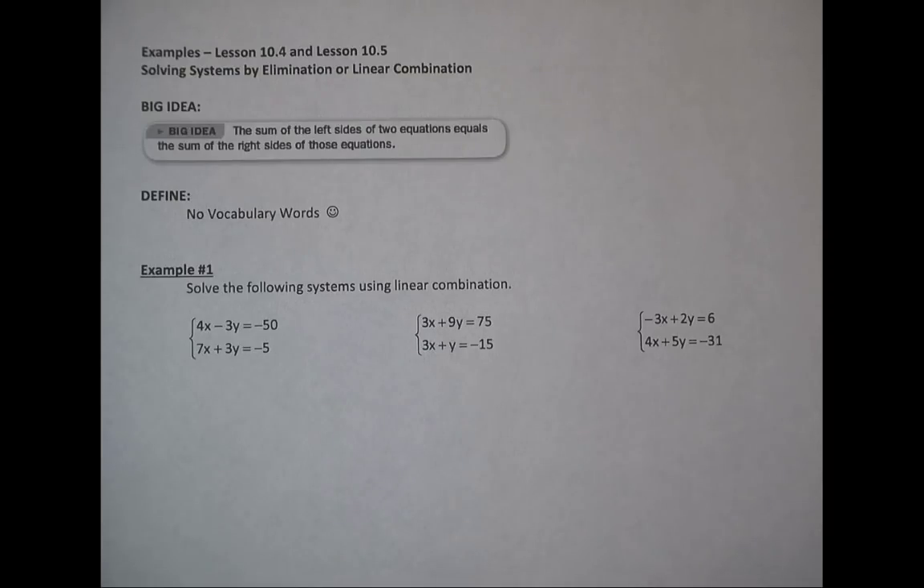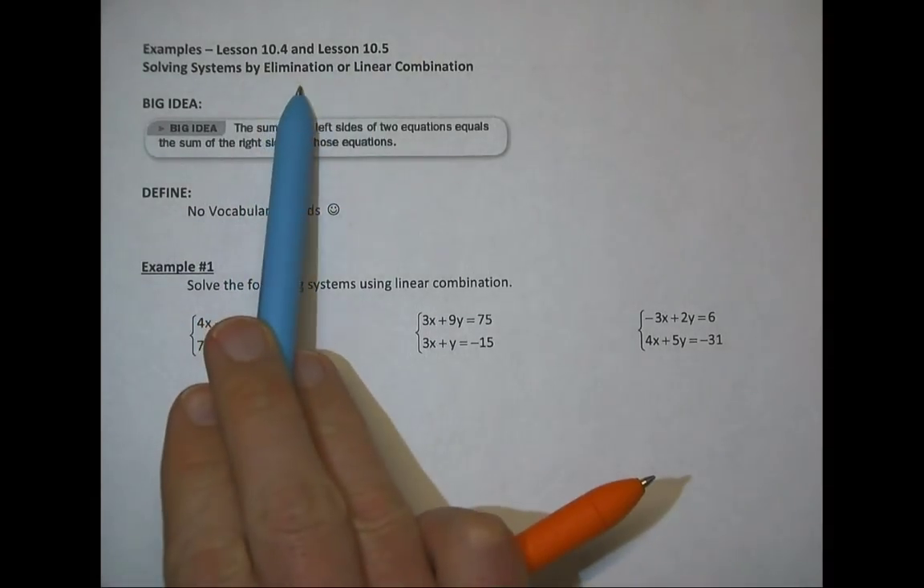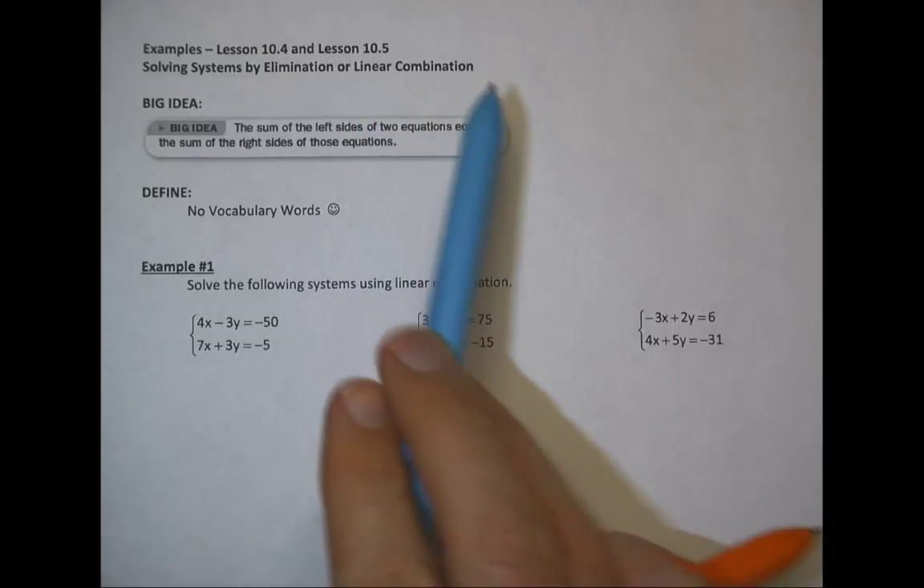All right, so let's jump into lessons 10.4 and 10.5. We're going to continue solving systems of equations. And in these lessons, we're going to look at using elimination and then something called linear combination.